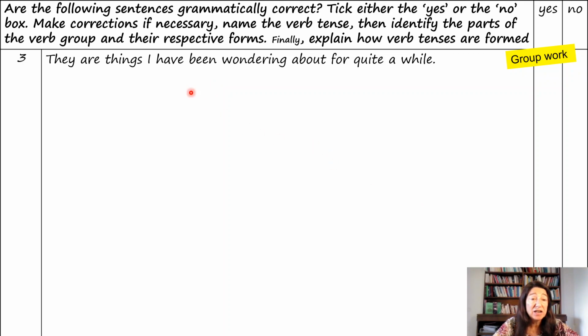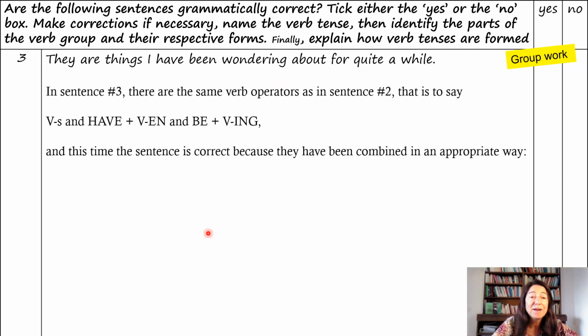Well, what do we have here? We have have plus the past participle, so that's have plus VEN. And then we have be plus the present participle, the verb wonder in the VING form. So we actually have have plus VEN plus be plus VING. And this sentence is actually correct because the symbols here, the operators, have been combined in a way that is thoroughly acceptable.